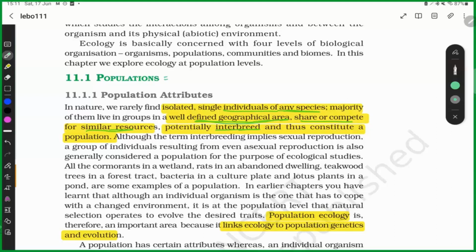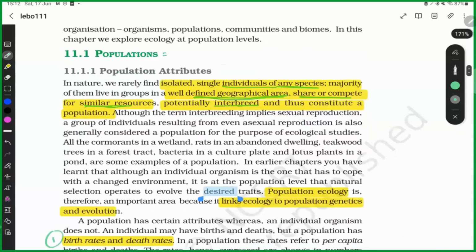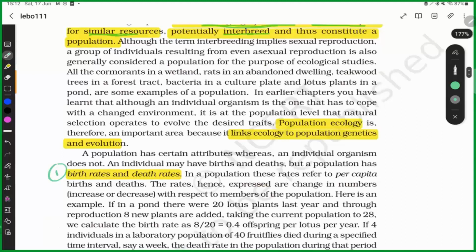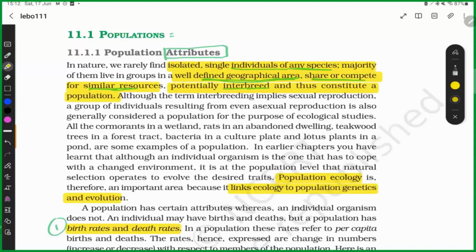They share or compete for similar resources, thus constituting a population. Okay. So what are the different attributes of population? And also, here is an important line. The term interbreeding implies sexual reproduction, but even a group of individuals resulting from asexual reproduction can also be considered as a population for the purpose of ecology study. Can be important in MCQ.